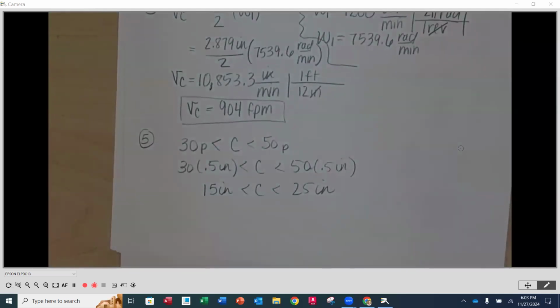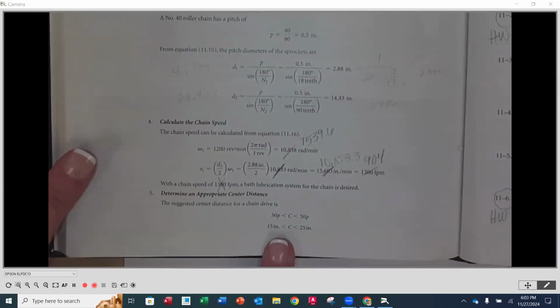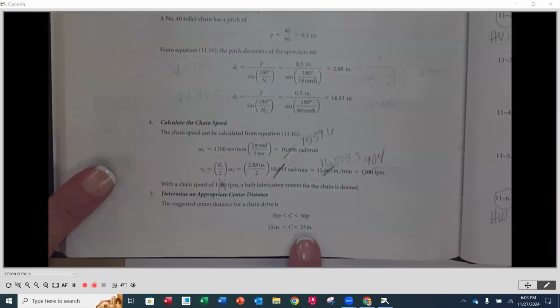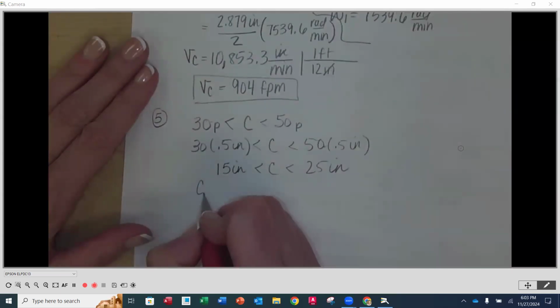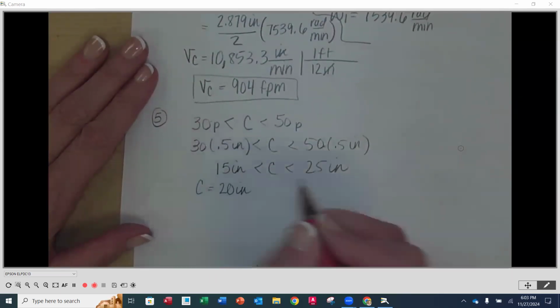So what the book did is they picked 20. If we look at our example, we are down at step number 5 here. They did the 15 to 25. And when we look at the top of the next page, it says a mid value is 20 inches. So they're just picking as our trial center distance, C, to be 20 inches.